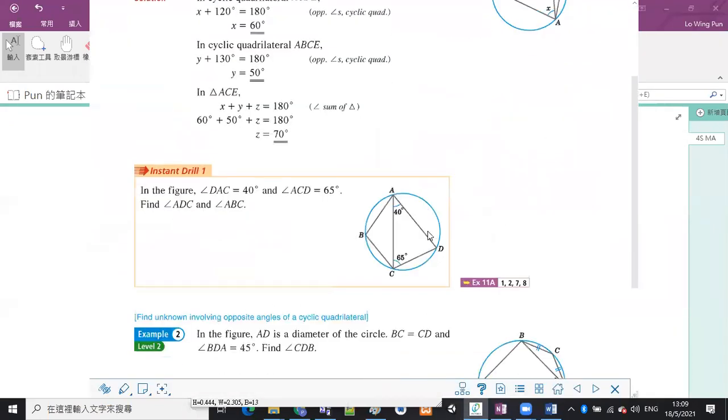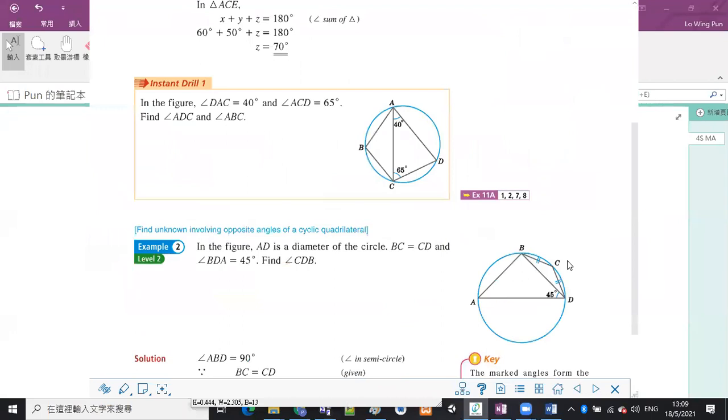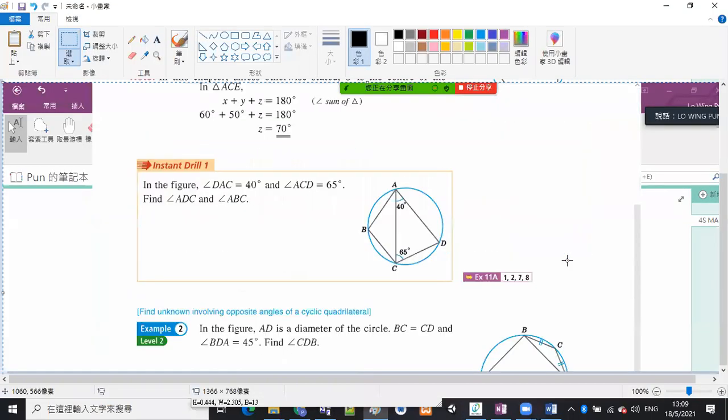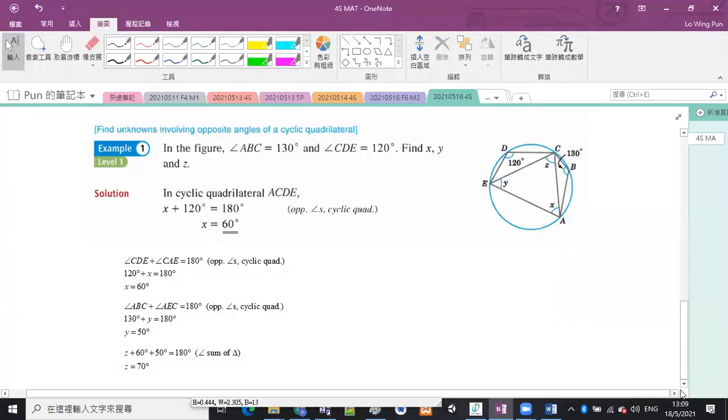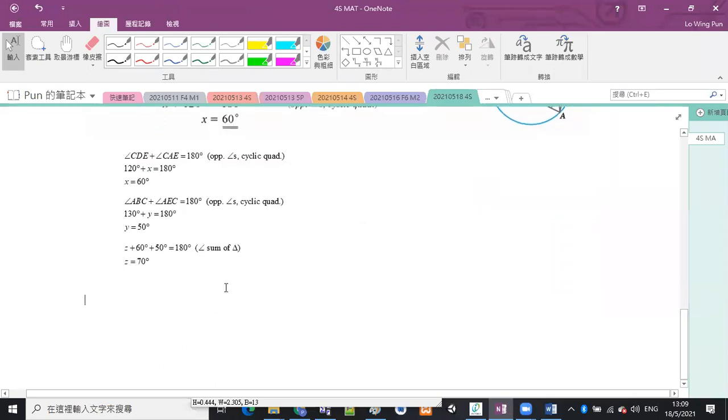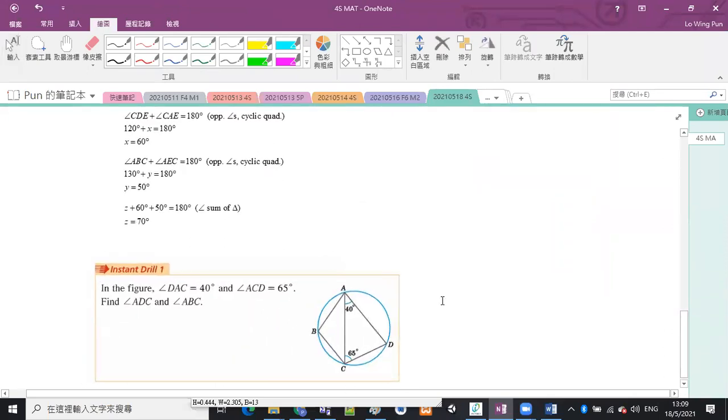Let's do the instant drill number 1. 2 minutes. Classwork.